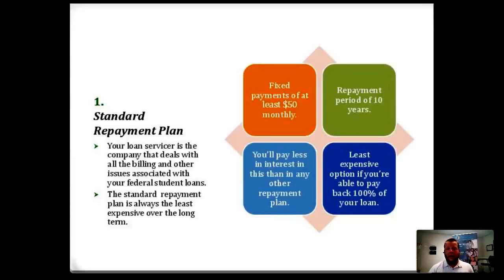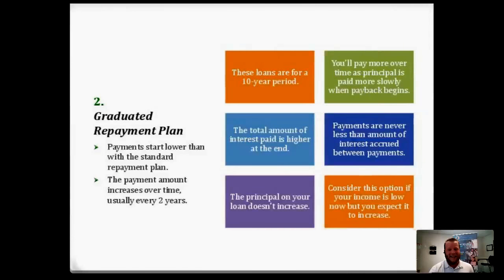So this is the standard repayment plan for most people, especially with the amount of student loan debt out there right now. Typically, most people are not in this plan, which I understand because there's a lot of debt out there. Graduated repayment plan. This is actually a really cool plan. I've helped a lot of people get into this plan, and this is where the coaching comes into play of understanding.